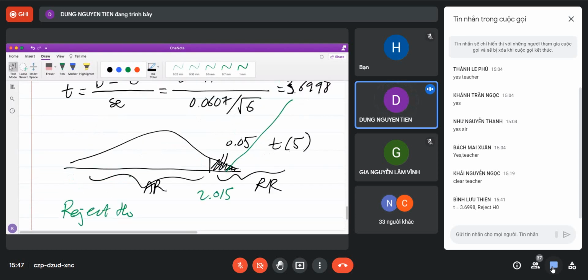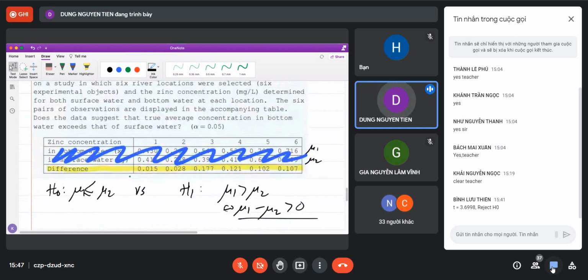Okay, which means that we have enough evidence to conclude that the true average concentration in bottom water is that of surface water. Do you understand? Is that all clear? Is this okay, everybody? May I move on? Good.